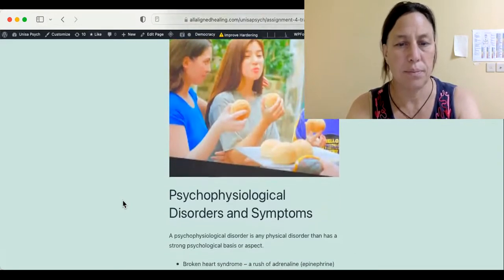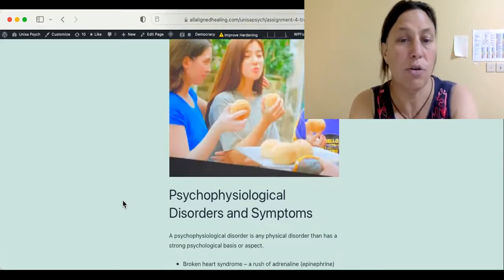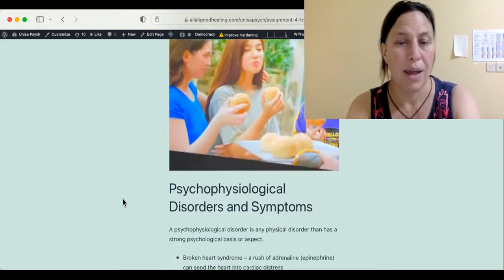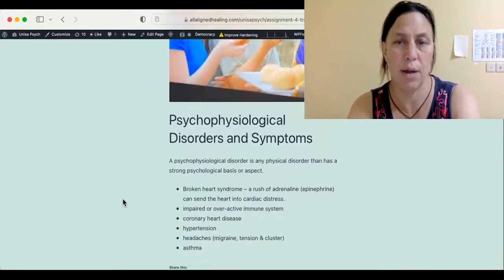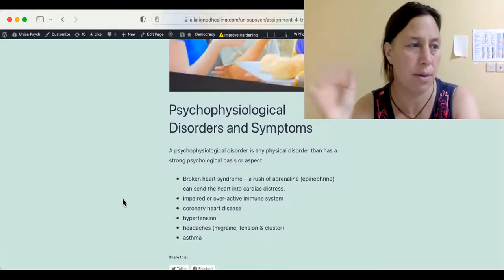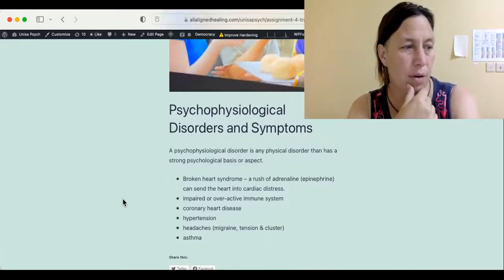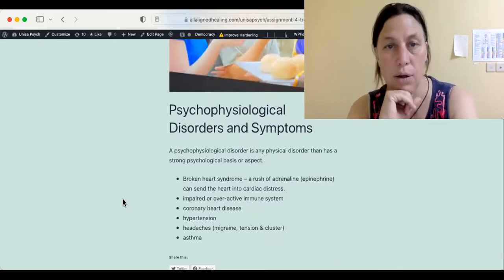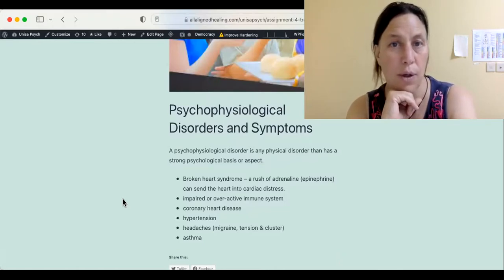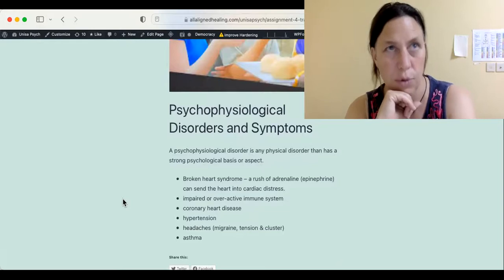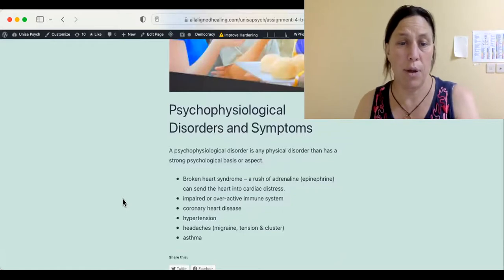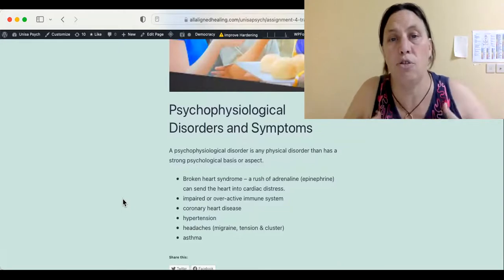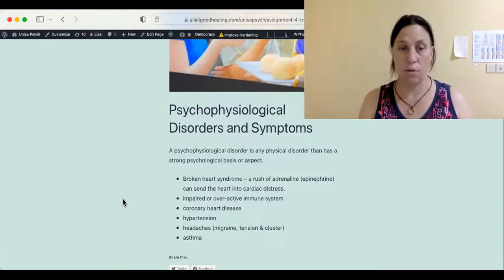Looking at psychophysiological disorders and symptoms: any physical disorder that has a strong psychological basis or aspect. You cannot actually say that this or that physiological disorder has no psychological aspect, to be honest, because they all do. All conditions respond to stress or happiness. Broken heart syndrome is an actual condition. You get such a big shock, it sends the heart into cardiac distress and it can kill you.